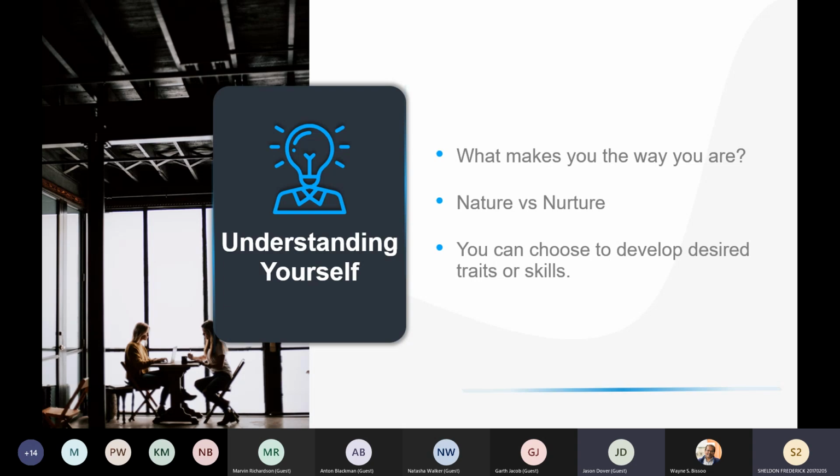Nevertheless, you can choose to develop your desired traits or skills regardless of how you came to be the way you are. Although you cannot always change the way others view you because they bring their own biases and attributions, you can at least be authentic as you try to be the person you would like to be.